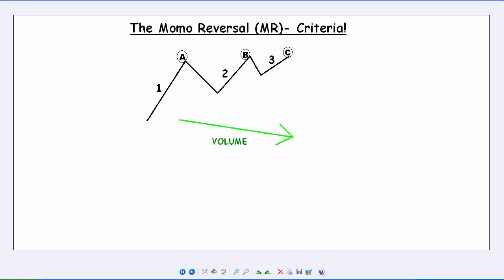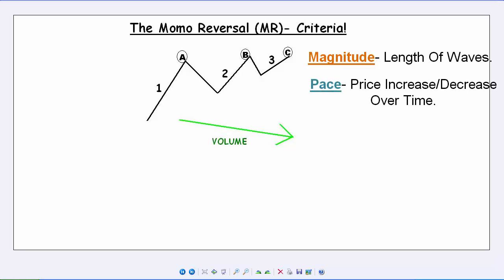The Momo reversal is comprised of three main characteristics or components. Magnitude, which is the physical length of waves, be it impulse waves or corrective waves. Pace, which is a given amount of price increase over time. So price increase or decrease over time. And volume, which we've discussed in a prior segment.